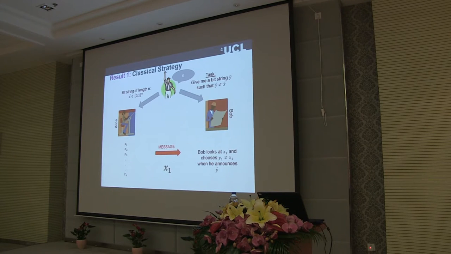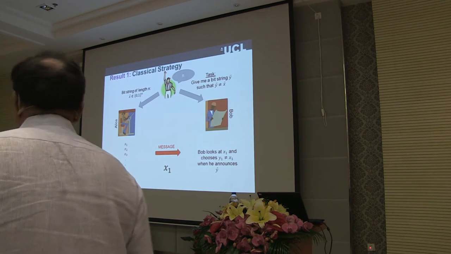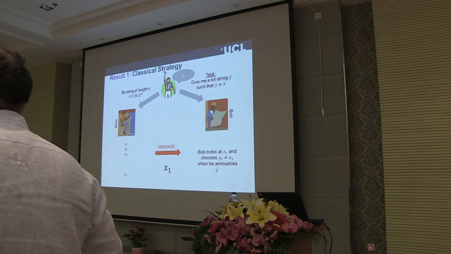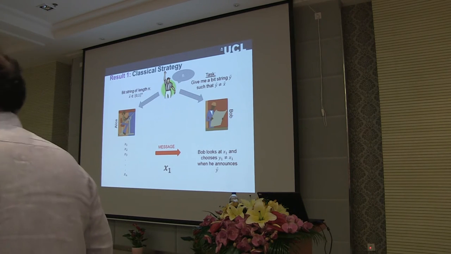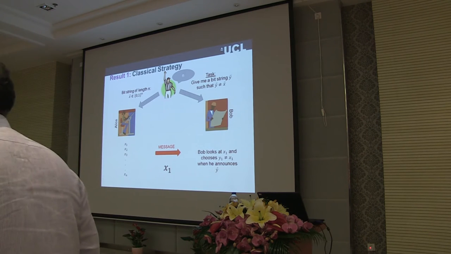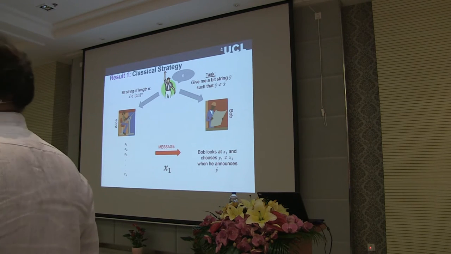Classically, let's see. One possible strategy is that Alice simply sends x1. Then Bob looks at x1 and chooses some y1 not equal to x1 and announces some y consistent with y1. So this is very simple. Alice just needs to send one bit only. Although in the quantum protocol, we were sending n qubits, in this classical protocol, only one bit is being sent. However, the information revealed is one bit, whereas the information revealed there was 1 over n.